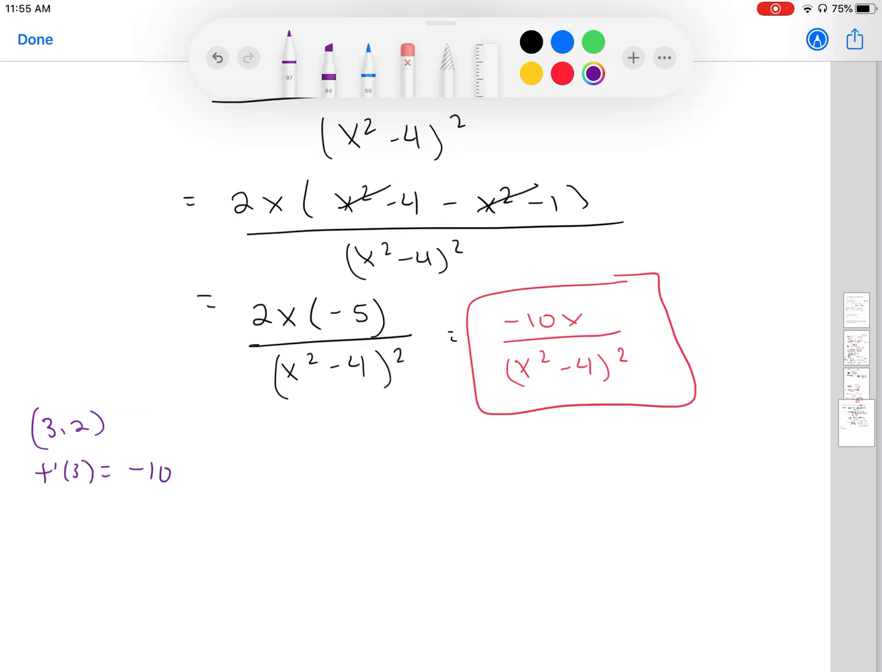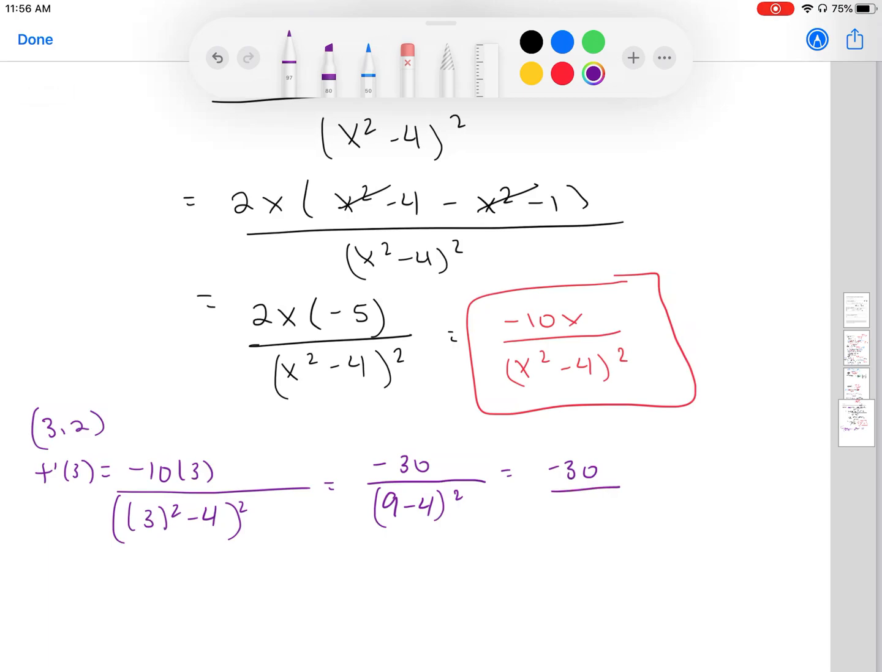So I get negative 10 times 3 divided by 3 squared minus 4 squared. That gives us negative 30 divided by 9 minus 4. That gives us 5 squared. So I have negative 30 over 5 squared, which is 25. That gives us negative 6 over 5 as our slope.